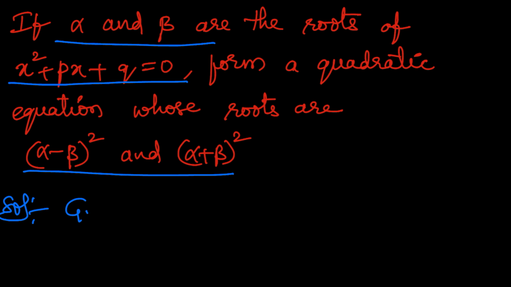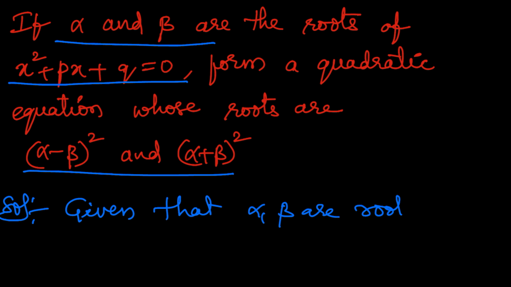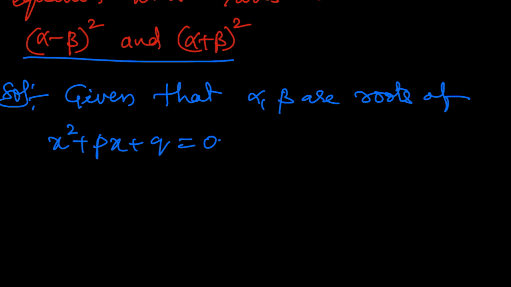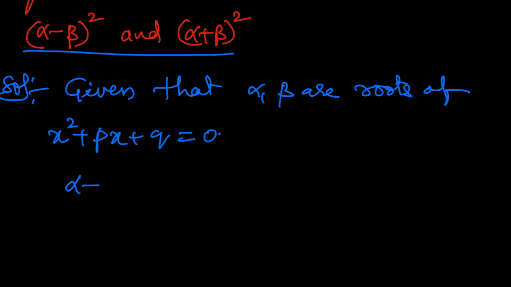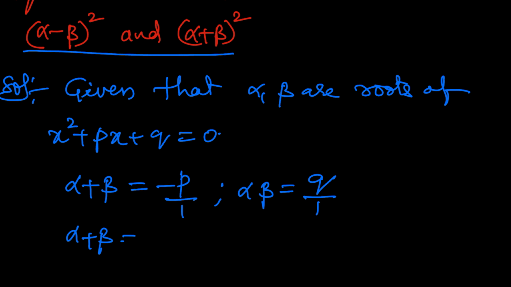First, given that alpha, beta are roots of x square plus px plus q equal to 0. So, from the quadratic equation, sum of the roots alpha plus beta equal to minus b by a, that is minus p by 1. Alpha beta equal to c by a, that is q by 1. Here we have these two relations, alpha plus beta equal to minus p and alpha beta equal to q.